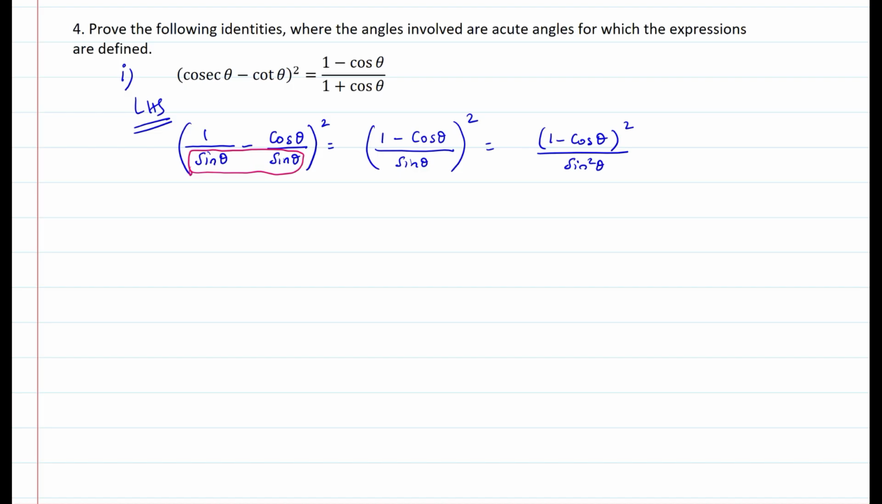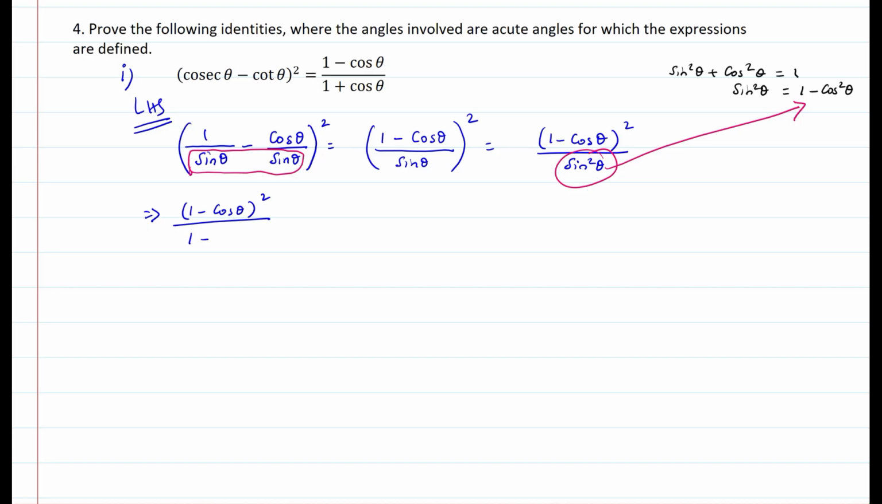Now, if we see, we already got the numerator. Now let's see what we can do to the denominator so that we can solve this easily. We know the trigonometry identity formula: sine square theta plus cos square theta is equal to 1. So this means sine square theta will be equivalent to 1 minus cos square theta. Therefore, instead of this, I'll substitute 1 minus cos square theta. So the next step will be 1 minus cos theta, the whole square, divided by 1 minus cos square theta.